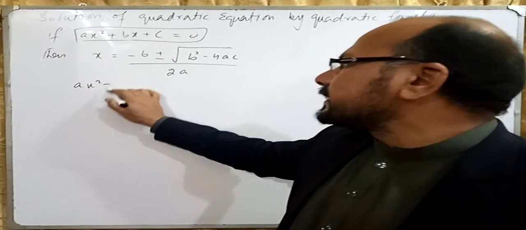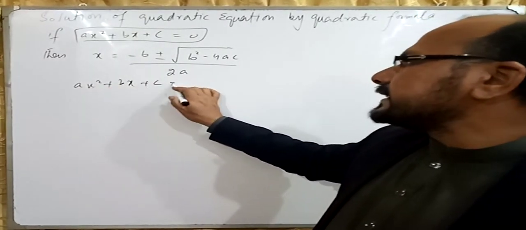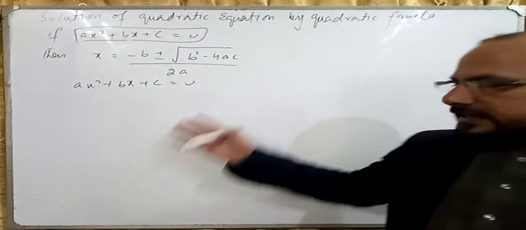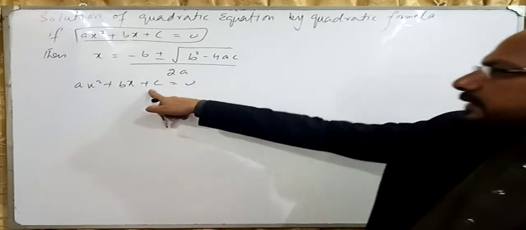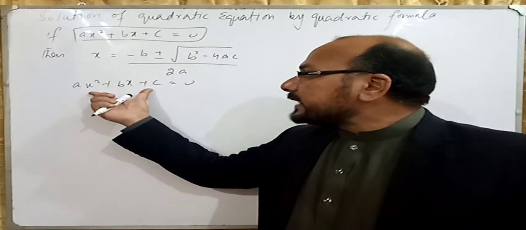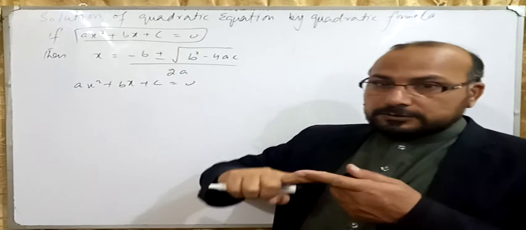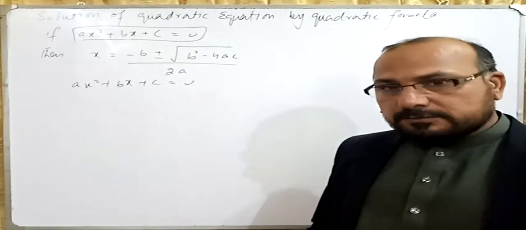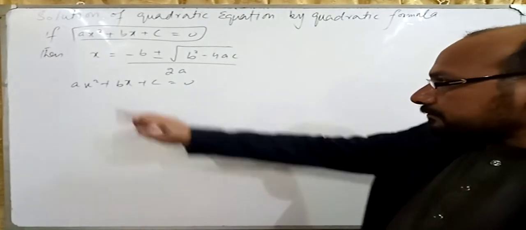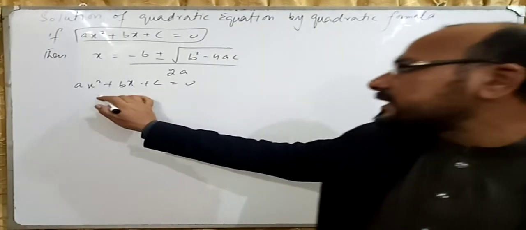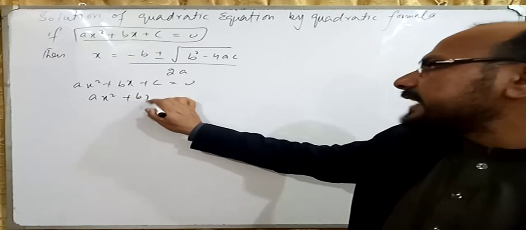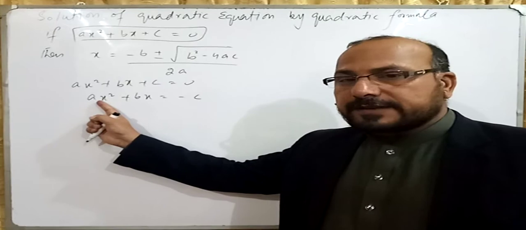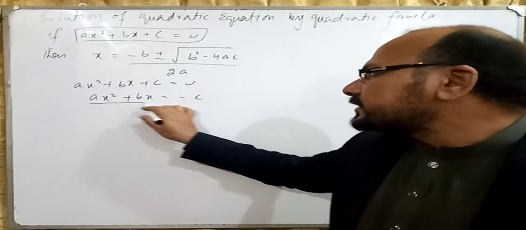It will start from here: ax square plus bx plus c equal to 0. This is the standard form. We learned in the completing square method, by using the previous method that we studied in the previous class, we can derive this formula. How? Look. First shift the constant to the other side. So ax square plus bx equal to minus c. Then remove the coefficient of x square, a. So divide both sides by a.